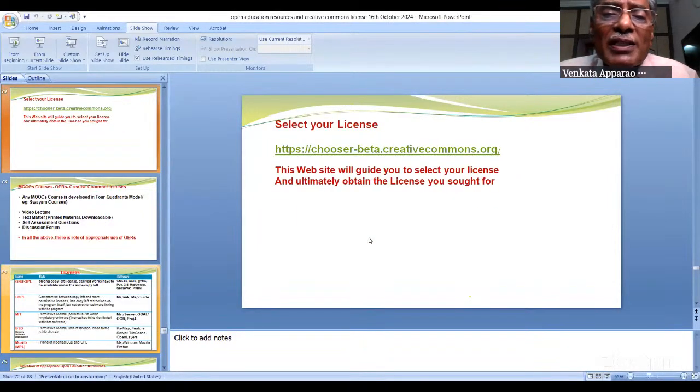Then select your license. So this is the website. This website will guide you to select your license and ultimately obtain the license you sought automatically. Self-learning mode, step by step, that itself will guide you.